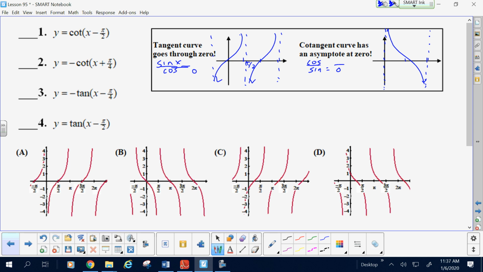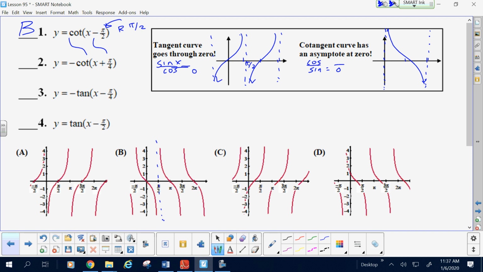For number 1, we're looking for graphs that go this way. And instead of having an asymptote at 0, this is going to be shifted how? Right pi over 2. So instead of an asymptote at 0, I want an asymptote at pi over 2, and it bending up to the left. So what do you think? B. It is B. Here it has an asymptote at pi over 2, and that has the cotangent bend, right? So it is B.